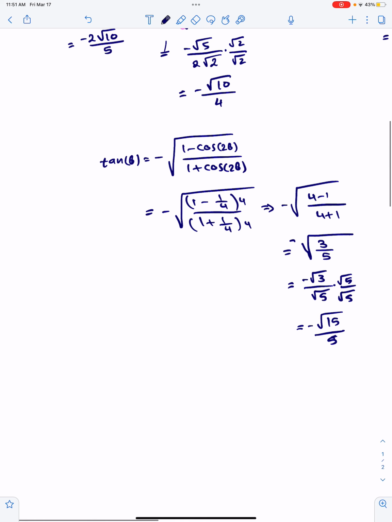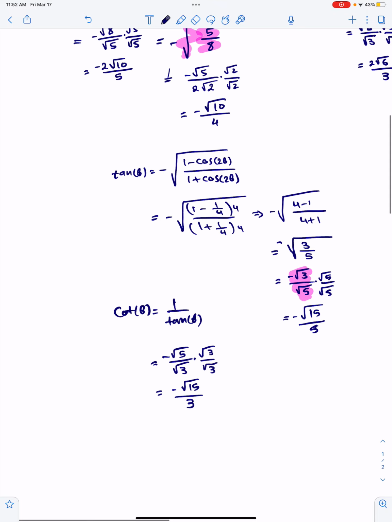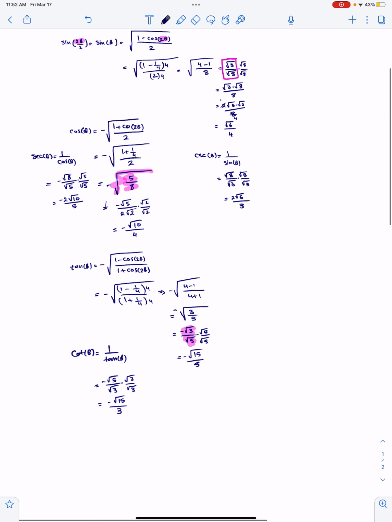And then cotangent is basically the reciprocal of tangent, which is equal to the reciprocal of this answer. So negative square root of 5 over square root of 3. Rationalize, square root of 3 over square root of 3. And that is going to give me negative square root of 15 over 3. So all of the answers can be found using the half angle formula.